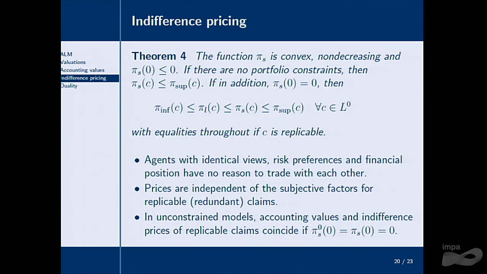And the third part is comparing the accounting values with indifference prices. If you do assume replicability, then you have the same no arbitrage bounds on both sides, both for the indifference price and the accounting value. And you get the fact that accounting values and indifference prices coincide for replicable claims. They both coincide with the super hedging and sub hedging price. But if you're beyond the replicable case, then there's no reason to assume that the accounting values and the indifference prices will be the same.